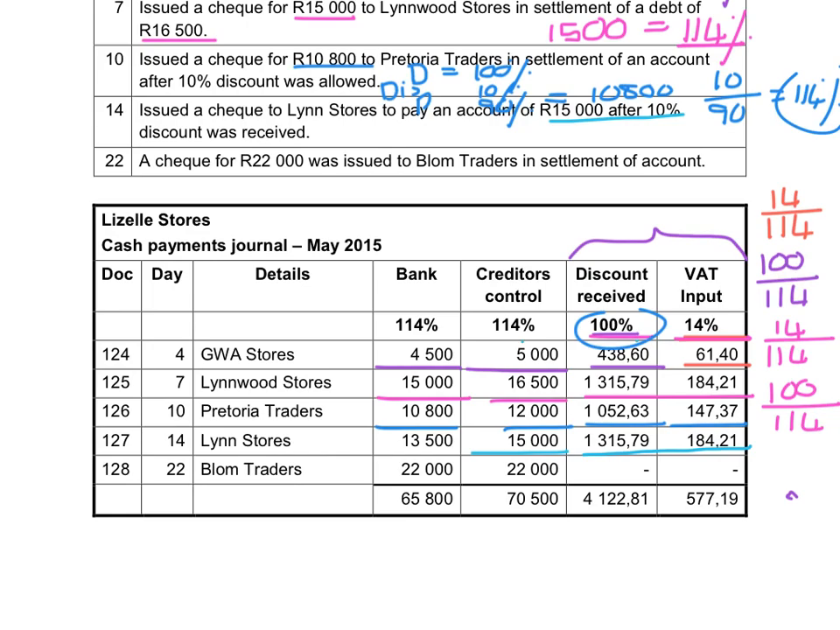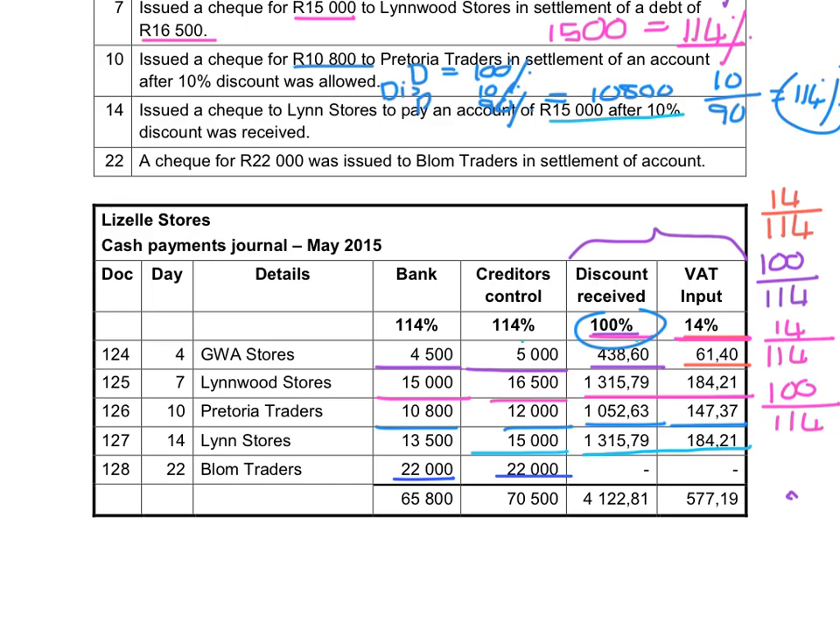A cheque for 22,000 was issued in settlement of account. In this entry, there is no discount. So it means the amount in the bank will be 22,000 and in creditors' control. There's no discount, so there's no VAT involved.